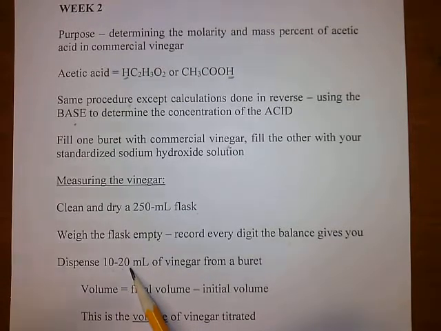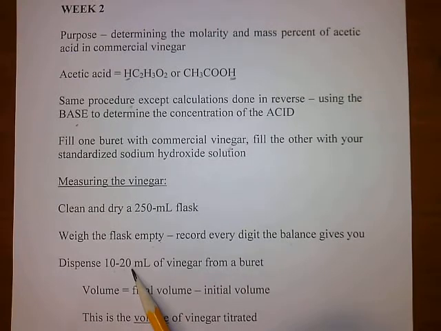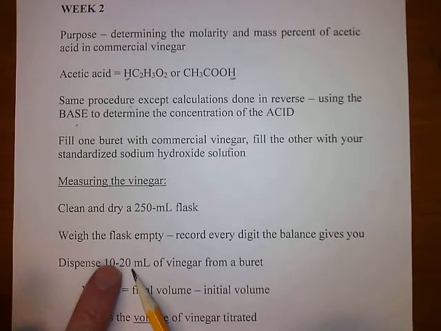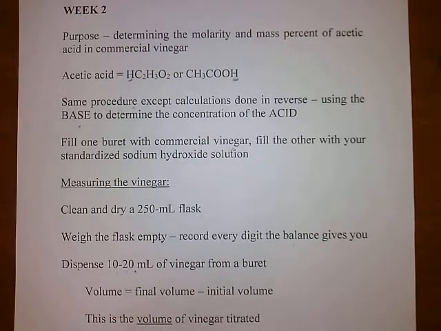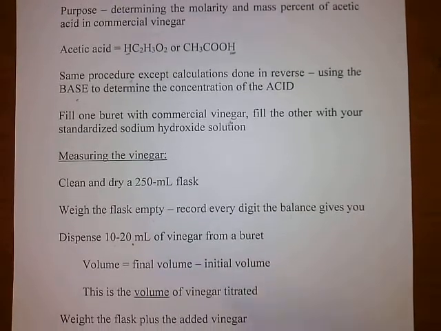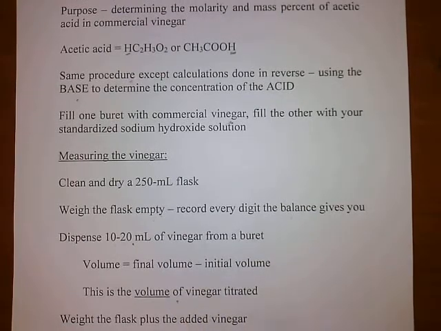So you're going to record the initial volume of the burette, and then you're going to drain out somewhere between 10 and 20 mL, and then you're going to record the final volume of the burette. And that's how you get the volume dispensed. That's the final volume minus the initial. This is the volume of vinegar that you titrated.